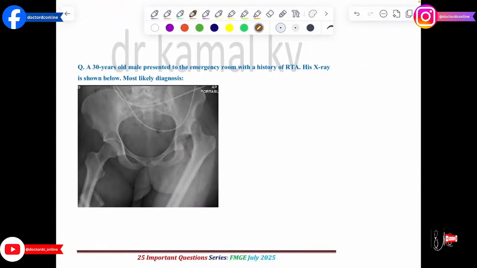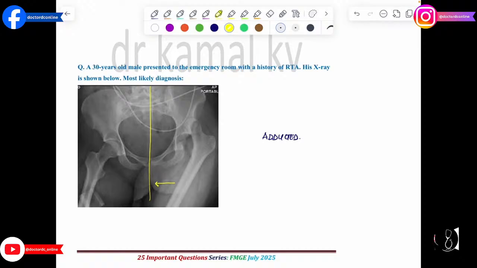Next question, again a patient with a road traffic accident, now presented to the emergency. The X-ray is shown below. The very first thing we will do here is again draw a line from the middle of the body, and then we will see, we can just see that one of the lower limbs is adducted. So this is adducted, right?